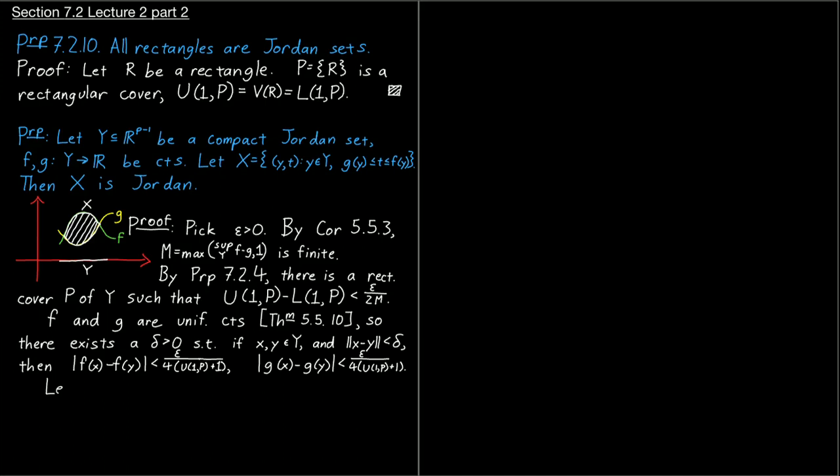So we're going to let P twiddle be a refinement of P, which you can get by chopping the rectangles into smaller pieces, such that if R is in P twiddle, then the diameter of R has to be less than delta. So any 2 points in R are within delta of each other. And we might as well insist that this is a non-trivial cover. That is, there aren't any superfluous rectangles that don't actually hit Y anywhere.